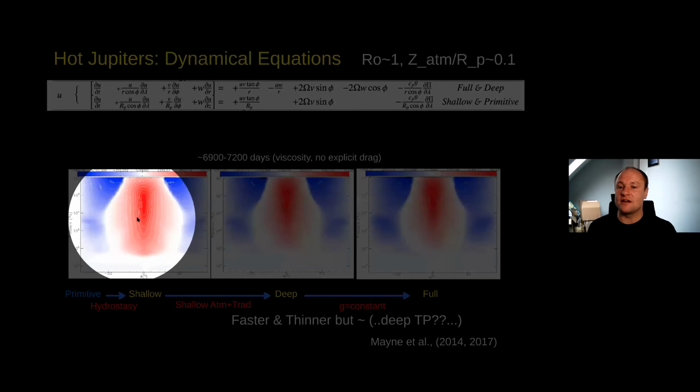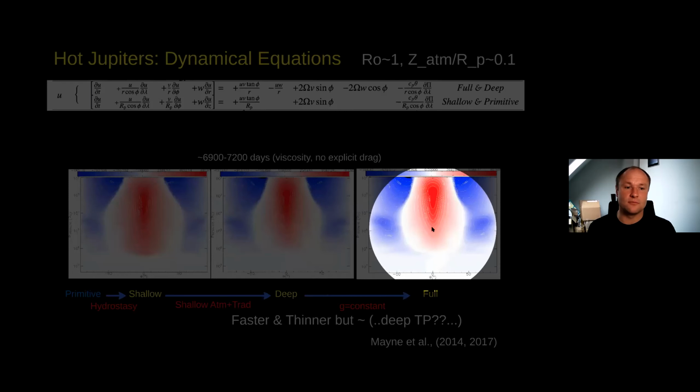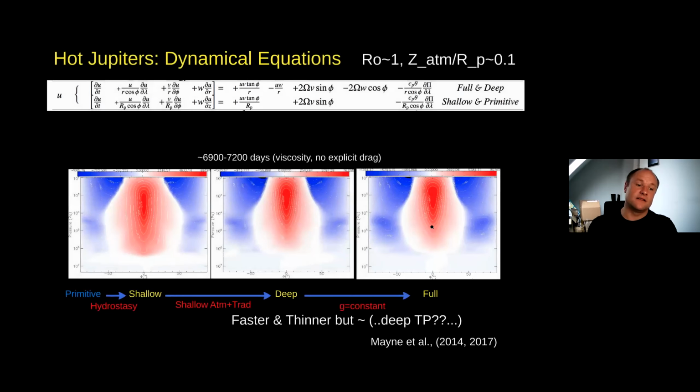This is for a very simplified equations of motion, and then slowly as we step through to the more complete. And you can see to the naked eye, they're pretty much the same. There are some differences, the breadth and latitude of the jet and the strength, but really these are very similar structures.